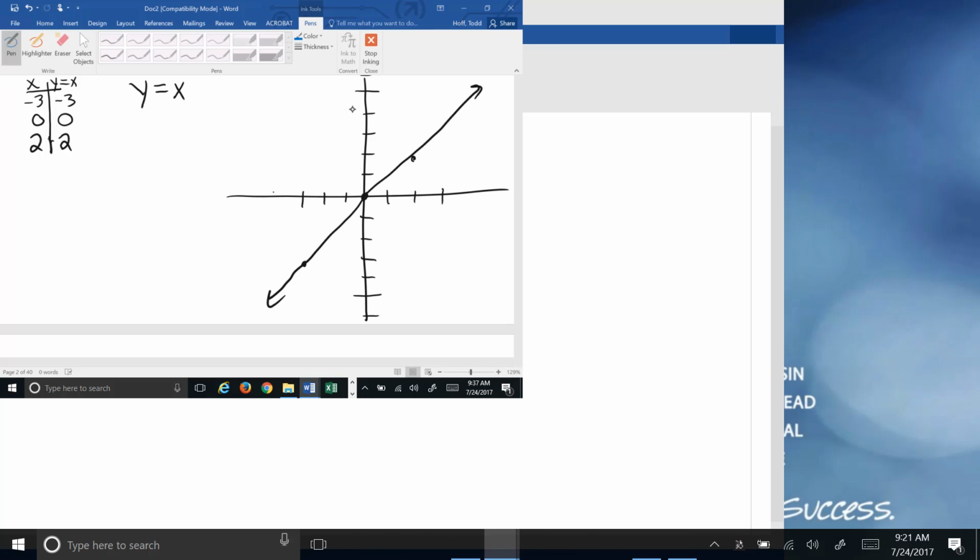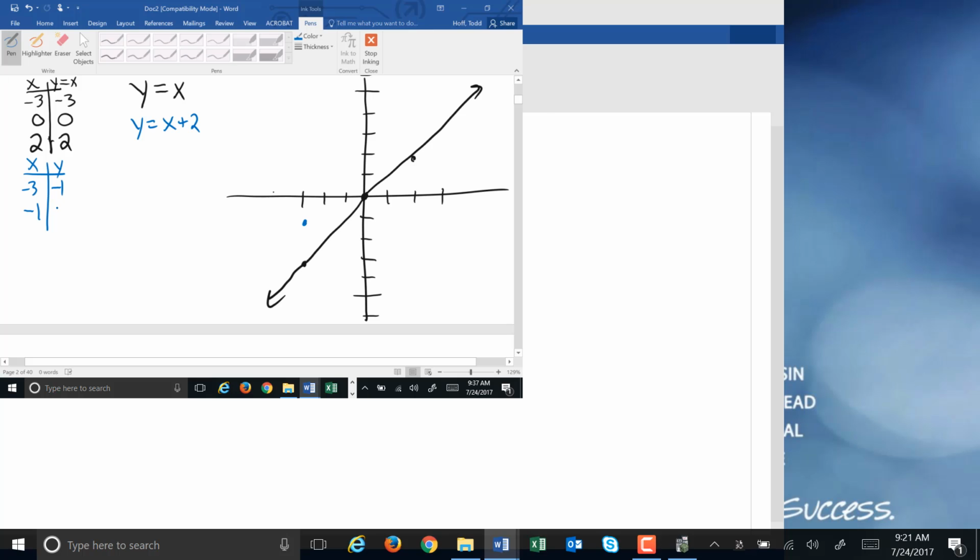Well, let's try to add. Let's say we add 2, so y equals x plus 2. What's that going to look like? Well, now if x is -3, what's y going to be? -1. Very good. So that's going to be right here. -3, -1. If x is -1, what's y going to be? +1. So that's going to be right there. If x is 1, what's y going to be? 3. So 1, 3 is going to be right there. Looks like that.